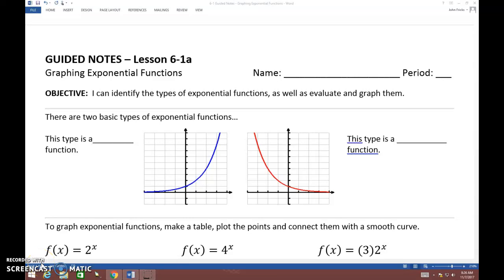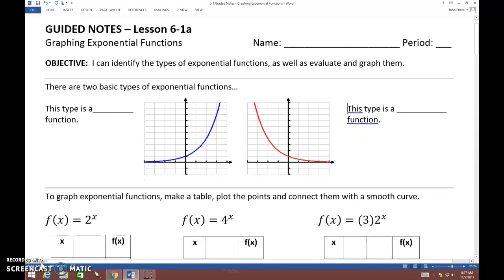All right, so in today's lesson, we're going to be talking a little bit about how to graph an exponential function, which really isn't all that bad, but we've got to understand the steps and the order to know how to do that. So looking up here at our guided notes, we're going to look over a couple things.